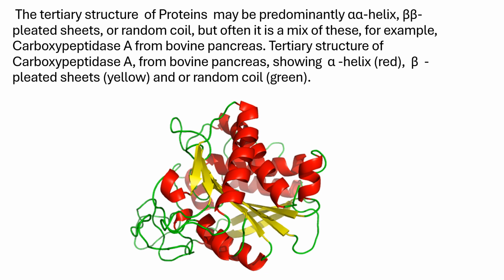The tertiary structure of proteins may be predominantly alpha helix, beta pleated sheet, or random coil, but often it is a mix of these. For example, carboxypeptidase A from bovine pancreas, tertiary structure of carboxypeptidase A from bovine showing alpha helix in red, beta pleated sheets in yellow, and random coil in green. Alright, so this is the tertiary structure where you have alpha, beta, and random coil coming together creating a big protein, right? So as you can see that.